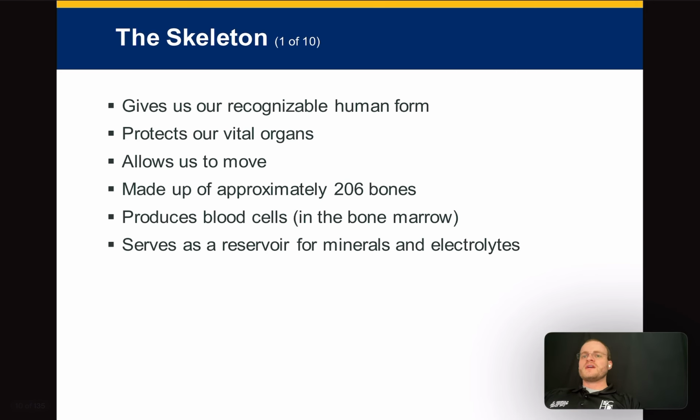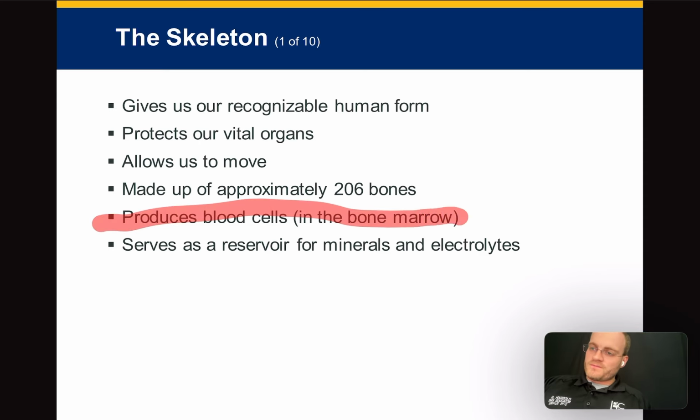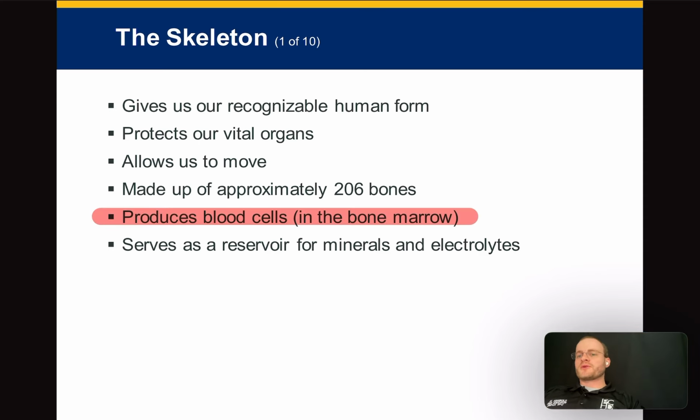Okay, and so the skeleton gives us our recognizable human form. It protects our vital organs. It allows us to move. It's made up of approximately 206 bones. Now, an important thing to know is that those other ones are obvious, but it produces blood cells. And so within the channels of bones, there's something called marrow. And so it's this fatty substance that its job is to produce blood cells. Okay, and so red blood cells and the beginning of white blood cells are all made here within the marrow.